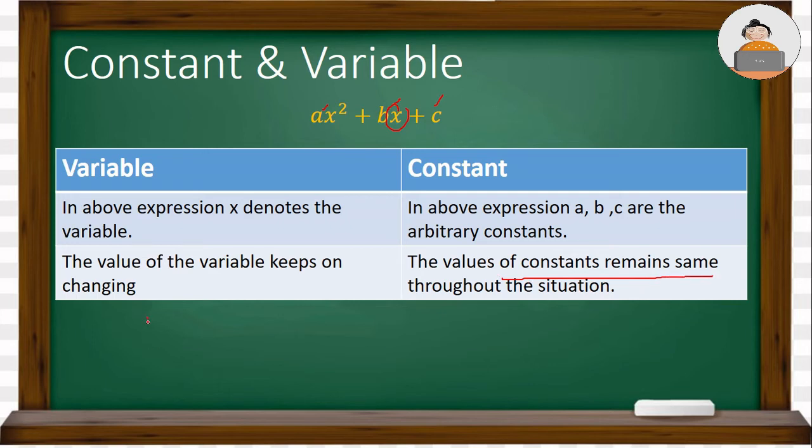To understand these terms in a better way, I will take a small example of a square whose dimension is 4 units and another square whose dimension is 5 units.